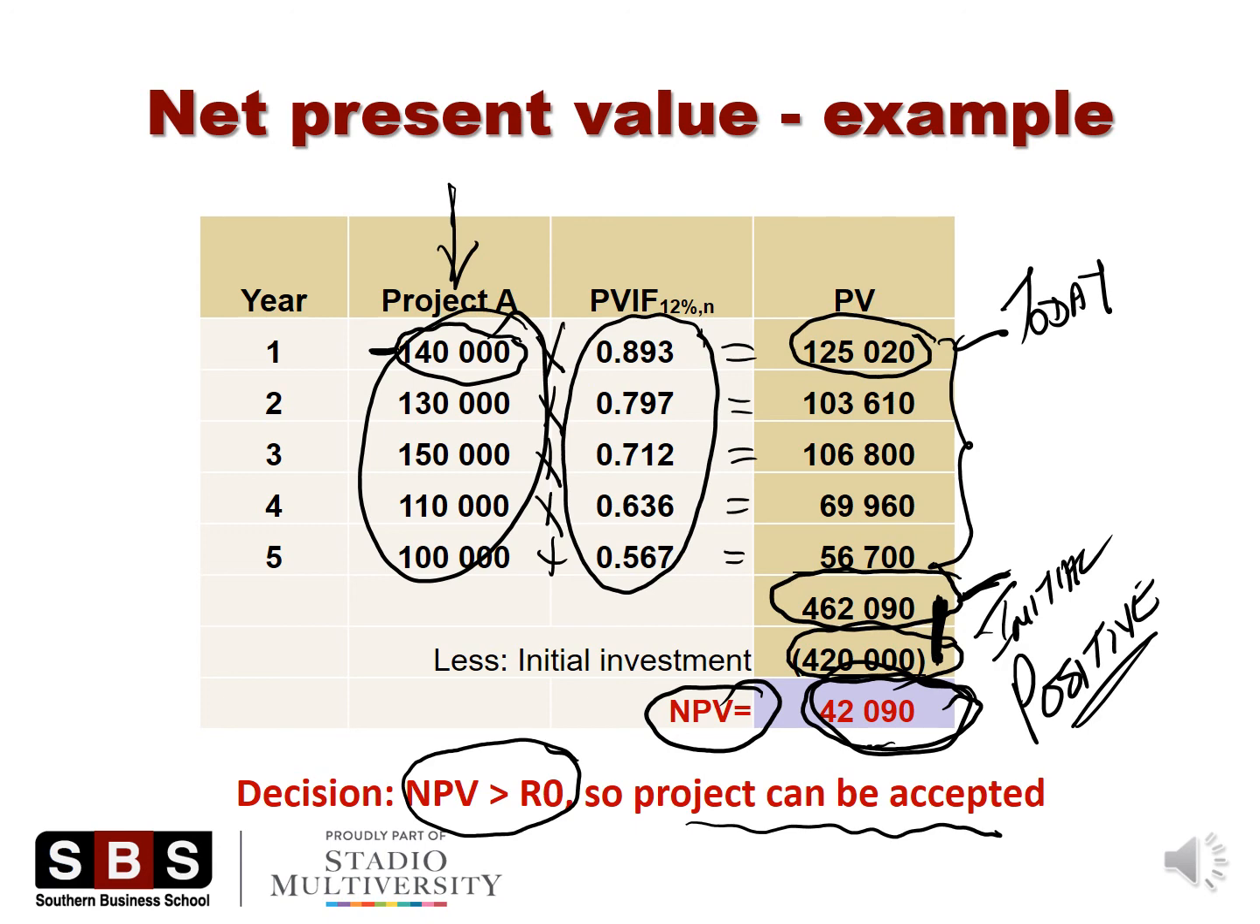So make sure that you understand how to apply this technique. It's very important that you understand how to use the interest factor tables correctly, and then you will be able to calculate the net present value. All you then have to do is apply the decision criteria.